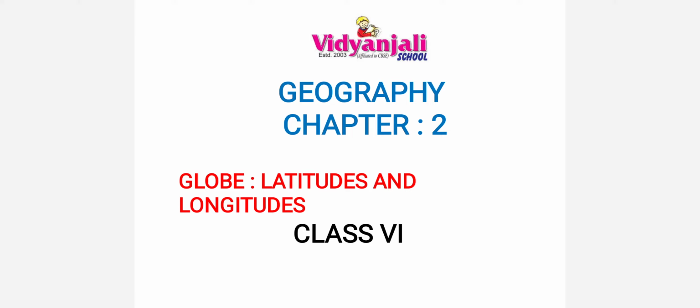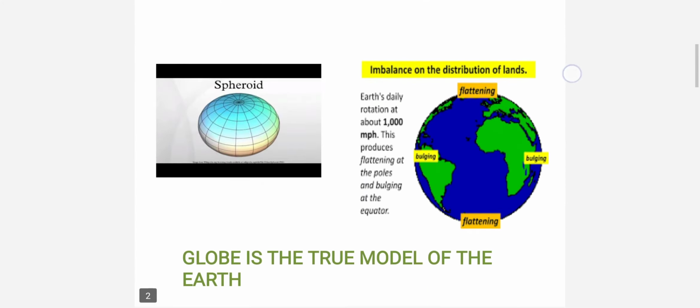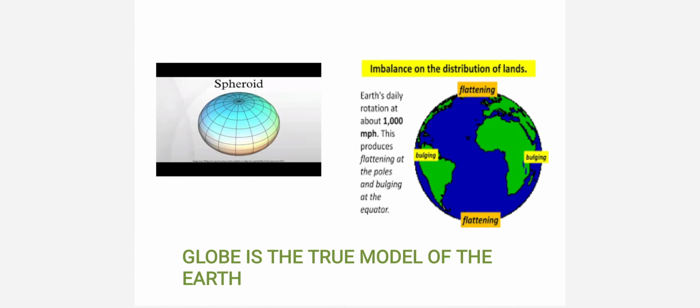I welcome you all. Today we are going to learn about a new chapter in geography, that is latitudes and longitudes. In your previous class you have learnt that our planet Earth is not a sphere. It is slightly flattened at the north and south poles and bulging in the middle. You can see clearly in the first picture, it's called a spheroid. If any sphere is flattened at the poles, that is, the north pole and south pole, it is called a spheroid. So the globe is the true model of the earth.